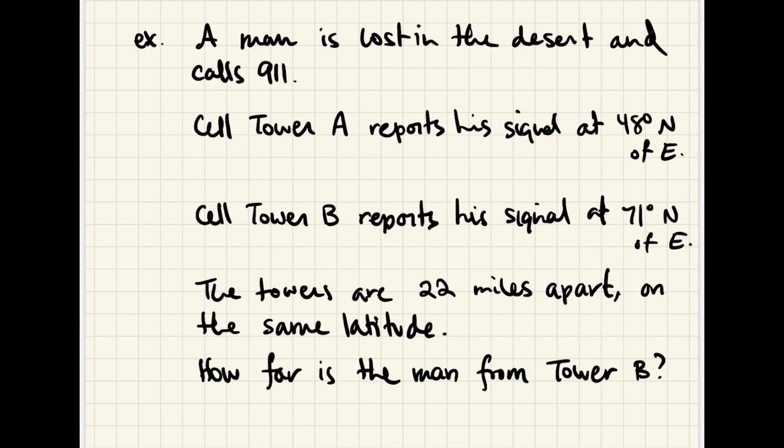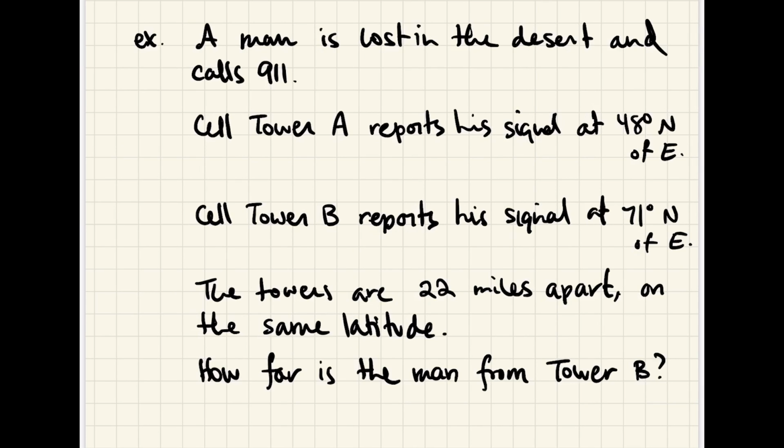All right, in this situation, we have a guy lost in a desert calling 911. And there are two different cell towers spaced 22 miles apart that receive his signal. So we don't know his exact location, but each cell tower can pinpoint the direction the signal is coming from, and they both report the specific direction relative to where they are. And so where those two directions kind of intersect will be the location of the man. This is exactly what triangulation is.